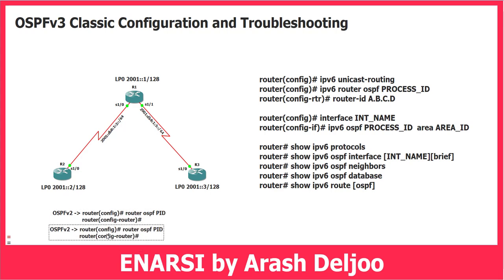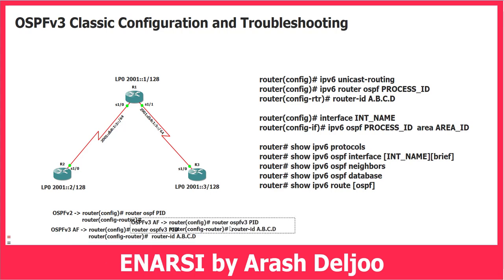Also, you have learned about the OSPF version 3 address family. In the OSPF version 3 address family, or AF mode, we are configuring router ospfv3, then process ID. After that, here we are configuring, for example, the router ID, and after that we should go to the interface, and on each interface we are configuring OSPF. Okay, this is the OSPF version 3 address family.